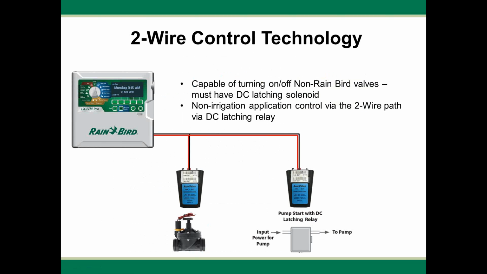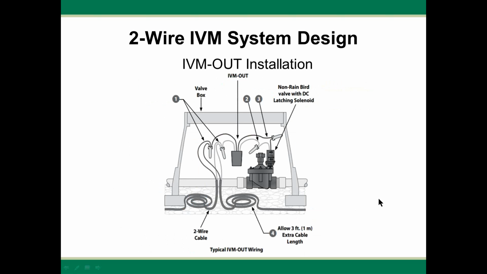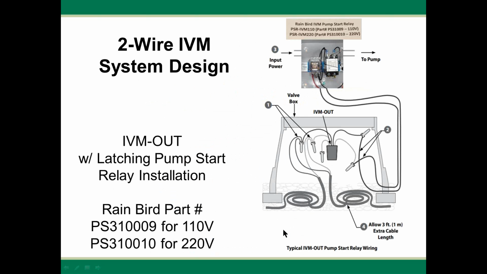Here's a quick illustration showing how that would be set up with non-irrigation or non-Rain Bird valves, and also how we can use that with our pump start relays. Here's a quick diagram showing how this is set up with a non-Rain Bird valve. And again, this does need to be a DC latching solenoid. And this is a typical installation, with some part numbers for our IVM output with the IVM latching pump start relay.